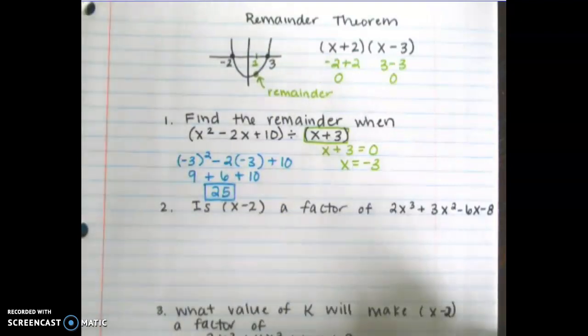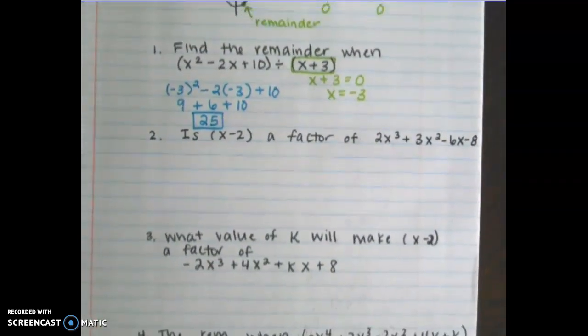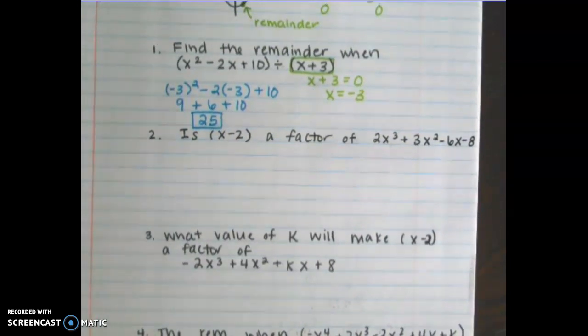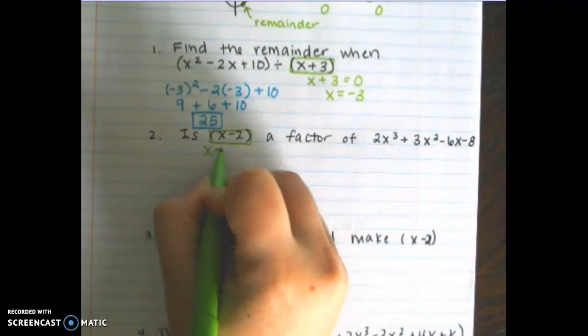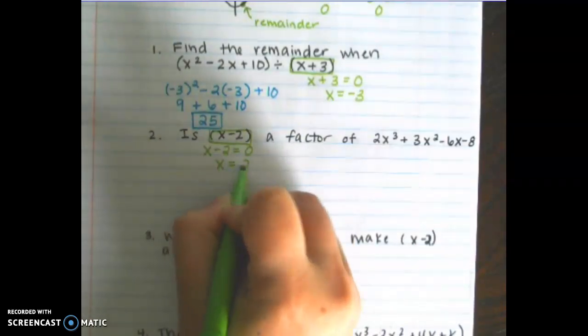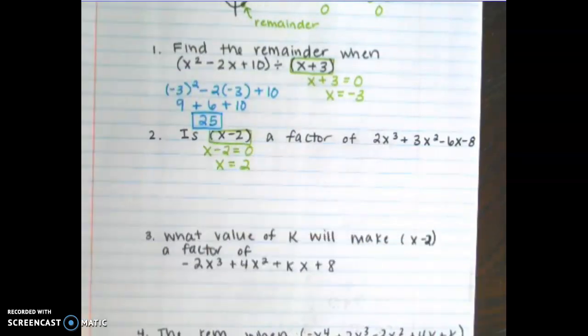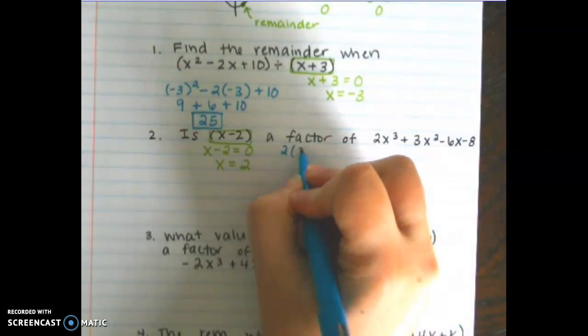All right, same thing. Question number 2, is x minus 2 a factor of that polynomial? I'm going to take the part that looks like a factor. If it is a factor, it will equal 0. So I'm going to add 2 to both sides and get x equals 2. And I'm going to plug 2 in for all of my x's.